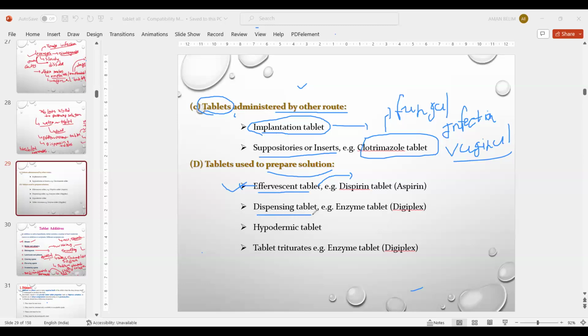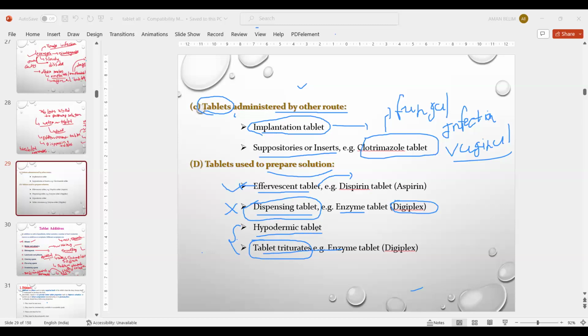Then dispensing tablet. Okay. So the dispensing tablet example is Digiplex. It's an enzyme. Now this is a very old concept. This is not currently in use. Okay, but it is in the reference books, so that's why I have included it here. Then hypodermic tablet and tablet triturate. Tablet triturate means simply a powder, and this is also an old concept. All three are old concepts, but as they are a part of reference books, that's why I have included them.